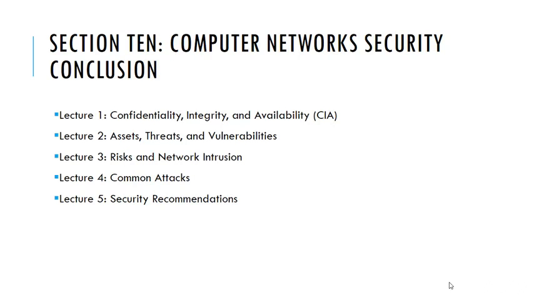Section 10 is a conclusion, and we try to show and demonstrate the concept of the CIA: confidentiality, integrity, and availability. In Lecture 2, we show the meaning of assets, threats, and vulnerabilities. In Lecture 3, we define risks and network intrusion. In Lecture 4, we demonstrate how common attacks in the world of network security are performed.